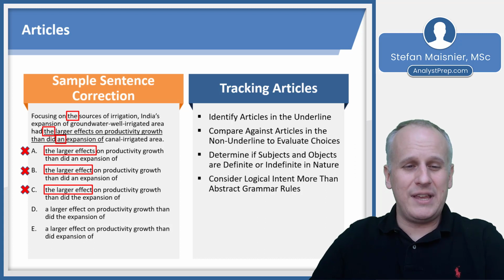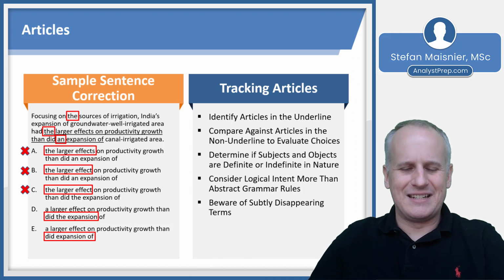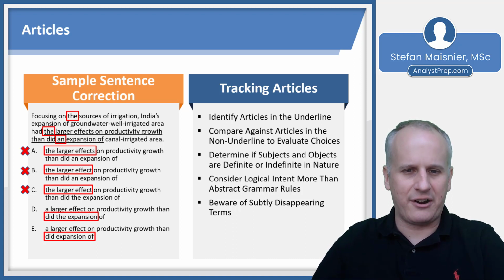So we can eliminate each of those off of this one issue, just knowing that it should be a larger effect as opposed to the larger effects or the larger effect. Then you have to beware of subtly disappearing terms. So you can see that the only difference between choices D and E is the omission in choice E of that definite article of the expansion. It just becomes expansion of canal irrigated area.